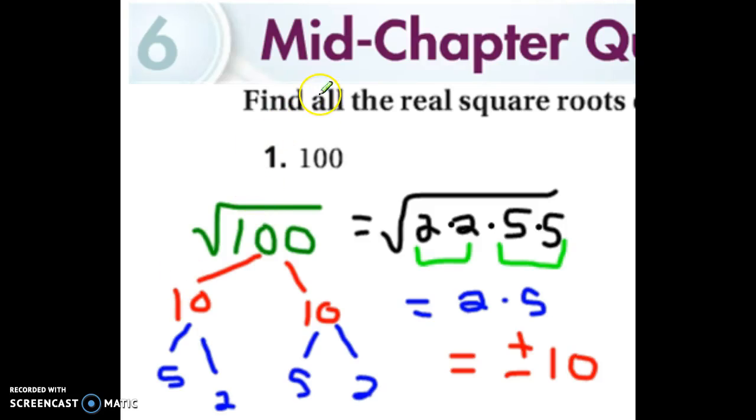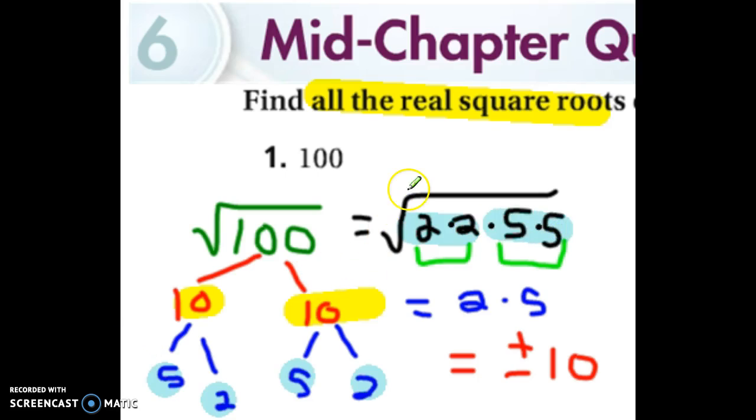On problem number 1, we are finding all the real roots. So I'm going to factor 100 and I get 10 times 10. I factor 10 and I get 5 and 2, 5 and 2. So I have a set of 2's, and I have a set of 5's.